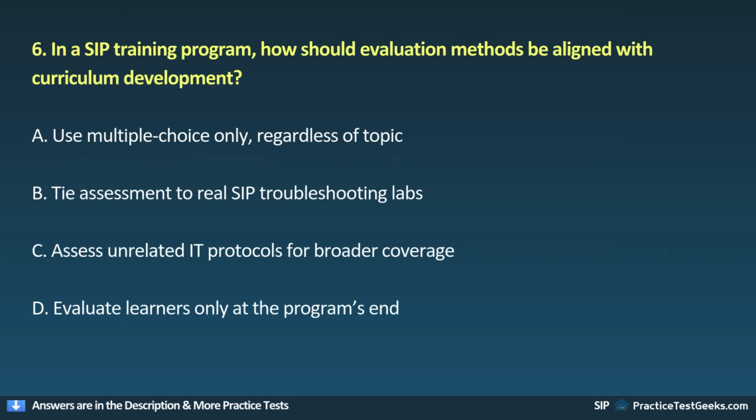6. In a SIP training program, how should evaluation methods be aligned with curriculum development? A. Use multiple choice only, regardless of topic. B. Tie assessment to real SIP troubleshooting labs. C. Assess unrelated IT protocols for broader coverage. D. Evaluate learners only at the program's end.